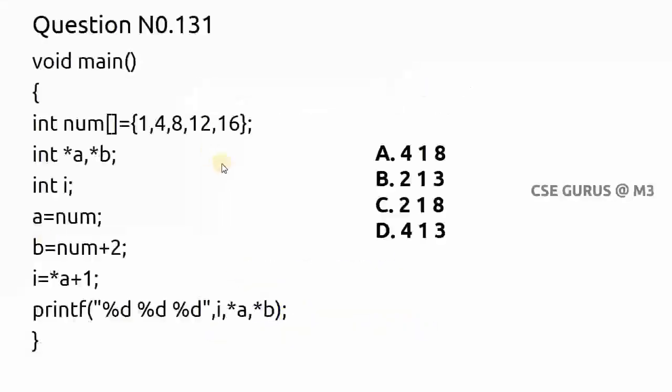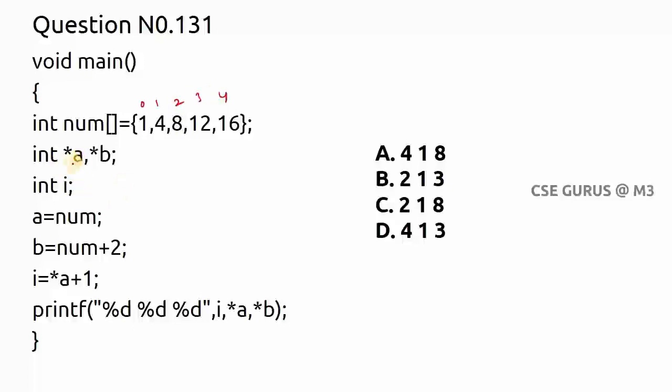Coming to question number 131. Here I have taken an array num which takes 5 values: 1, 4, 8, 12, 16. So num[0] equals 1, num[1], that is, the index starts from 0. Like this it will be stored.